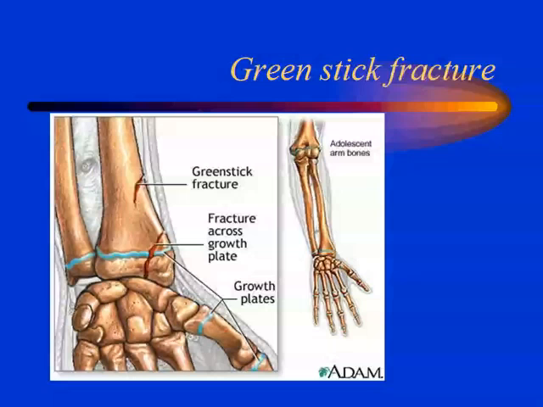And here's a picture of a greenstick fracture where it's partially through. It's an incomplete fracture in a long bone of a child who's not finished growing. A fracture involving a growth plate, that's the cartilage plate near the end of the bones of a growing child where growth occurs, can lead to disturbances in the growth of the bone, even if it is treated properly.